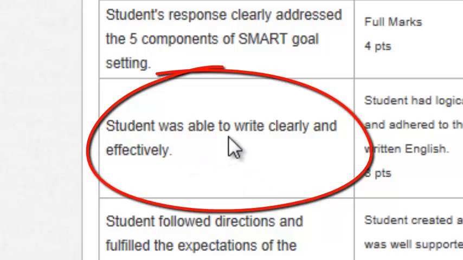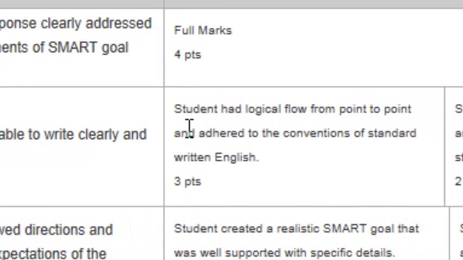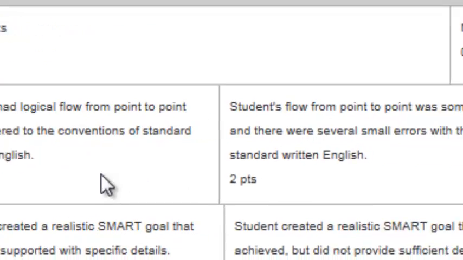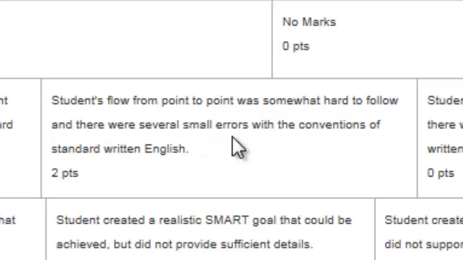Student was able to write clearly and effectively. Okay, so if I was able to do that, I would receive 3 points because it says, student had logical flow from point to point and adhered to the conventions of standard written English. But if student's flow from point to point was somewhat hard to follow and there were several small errors with the conventions of standard written English, then I would only receive 2 points.